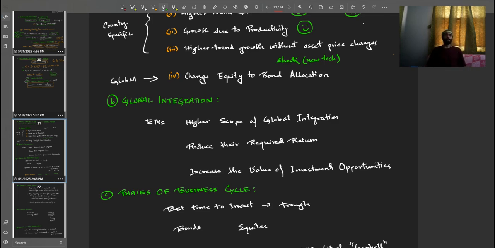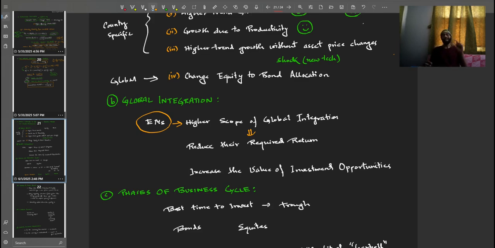How? Because firstly, emerging markets are getting highly integrated with the global markets. This is resulting in reduction in their required return. This is very important, friends. If the required returns change, which means the discounting factor is changing.